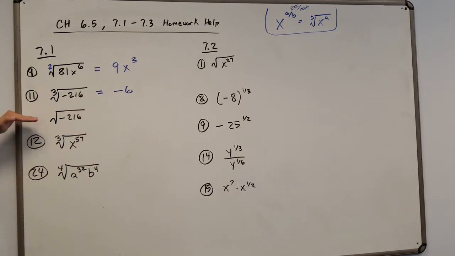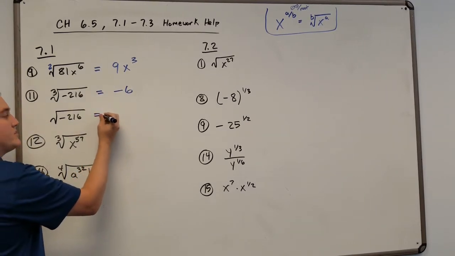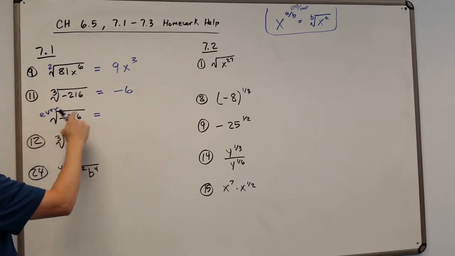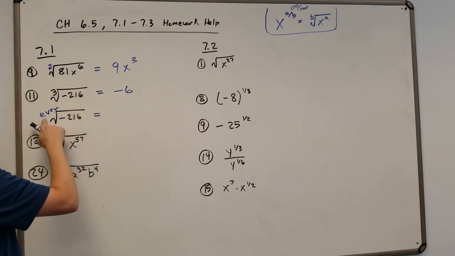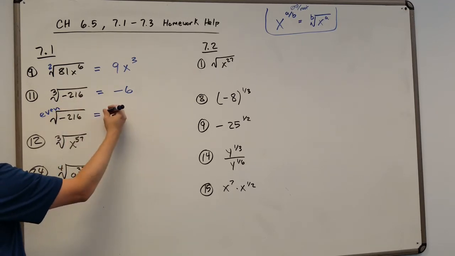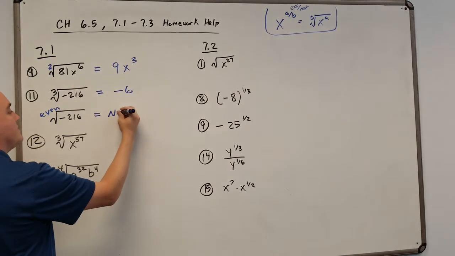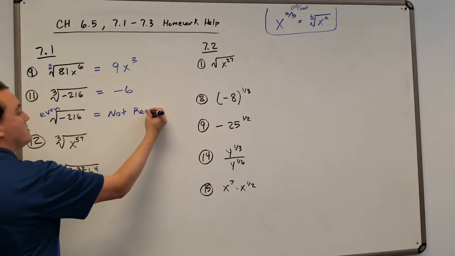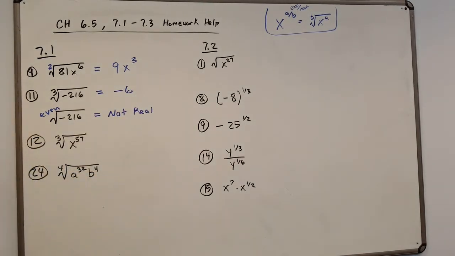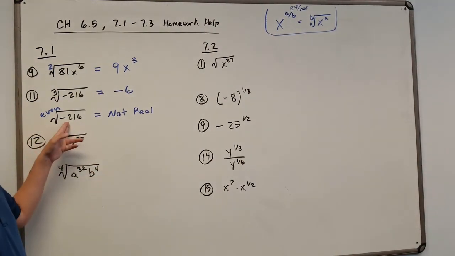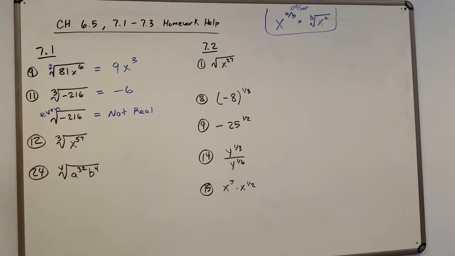Now, consider a problem a little bit different than this. Let's say it was a square root. You cannot have a negative under the square root or an even root. Odd root, you're allowed to have negative. Even root is imaginary, so it's not real. You gotta know that. We will be dealing with these later, and it's going to be imaginary numbers.